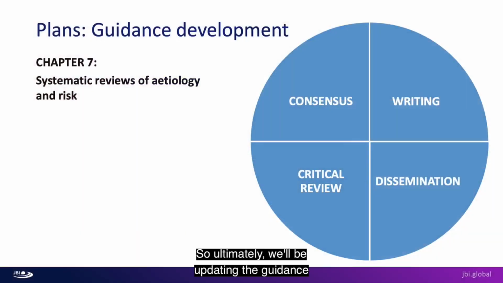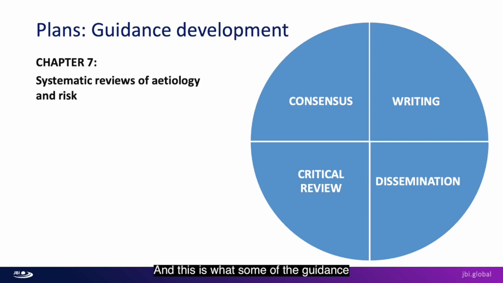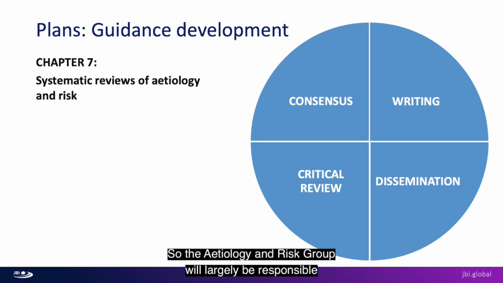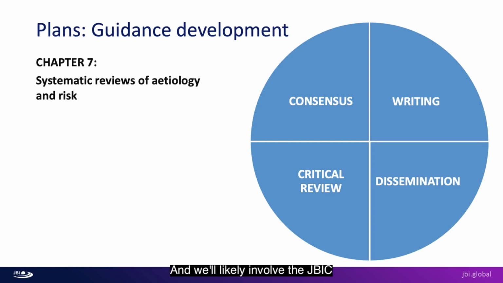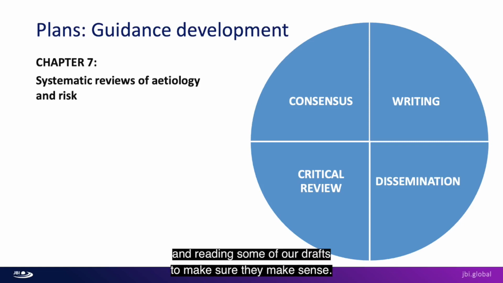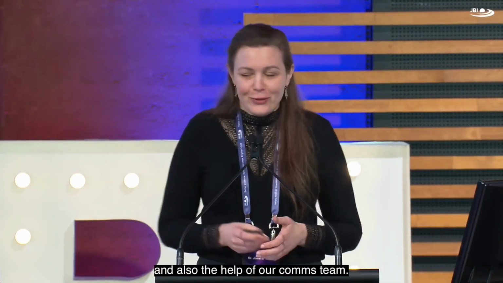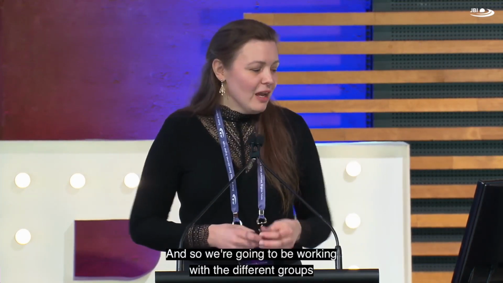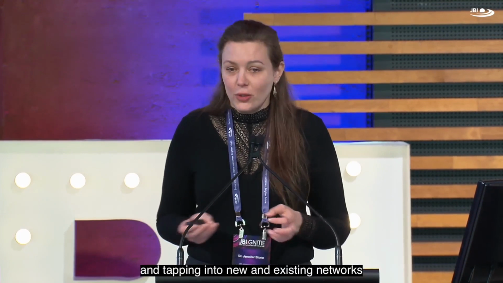So ultimately, we'll be updating the guidance provided in Chapter 7 of the JBI Manual for Evidence Synthesis, and this is what some of the guidance development might look like. The etiology and risk group will largely be responsible for writing the initial drafts of the chapter. It will go through multiple rounds of critical review. We'll draw on the expertise of the advisory board and the JBIC, and we'll likely involve the JBIC in testing some of our methods and reading some of our drafts to make sure they make sense. And dissemination will be through the manual, of course, and also with the help of our comms team.